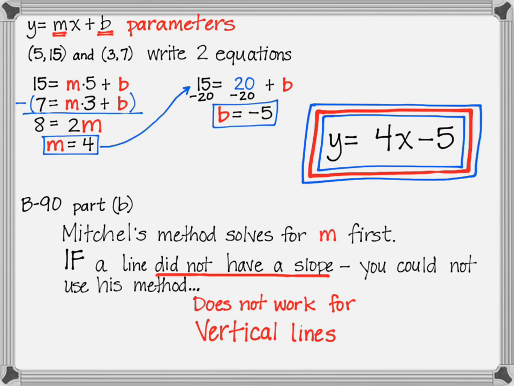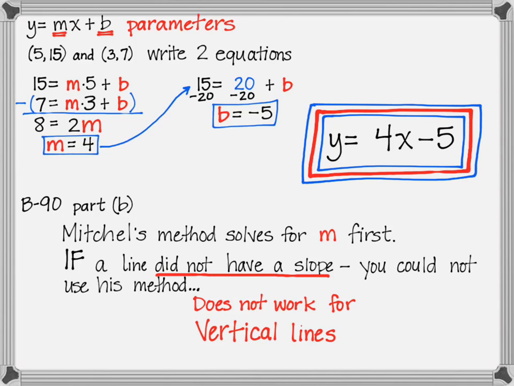If we really think about it hard, we realize that vertical lines have no slope. They have an undefined slope. Horizontal lines have a 0 slope, but vertical lines do not, so Mitchell's method works for any line except for vertical lines.